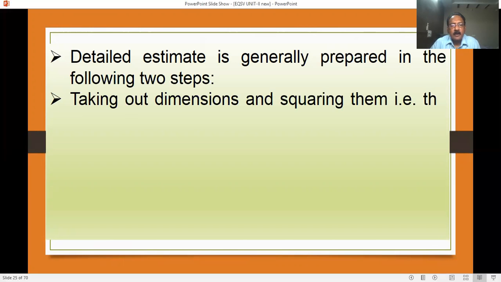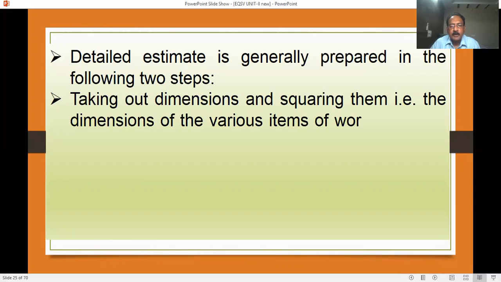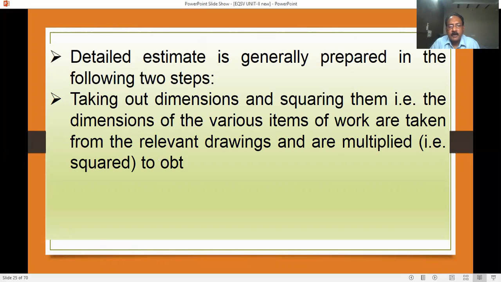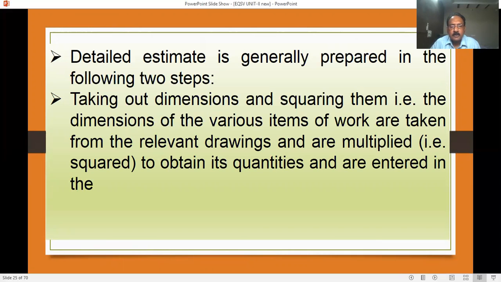One is taking out dimensions and multiplying them with the respective length, width, and breadth of that item. So, taking out dimensions and squaring them. That means the dimensions of the various items are taken from the relevant drawings and are multiplied to obtain their quantities, and are entered into the measurement sheet form.